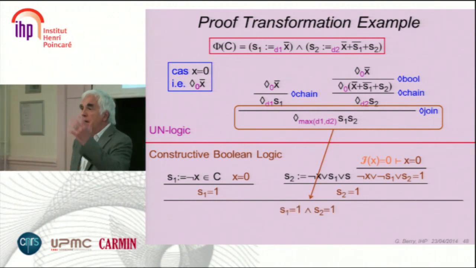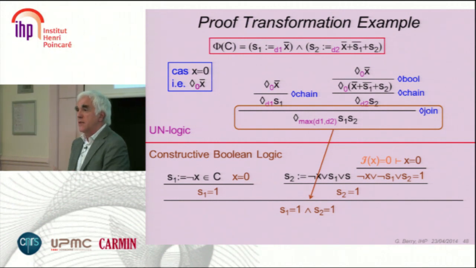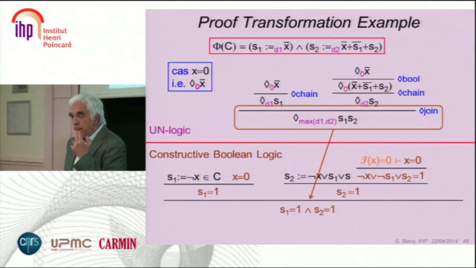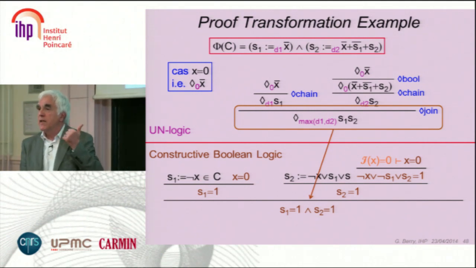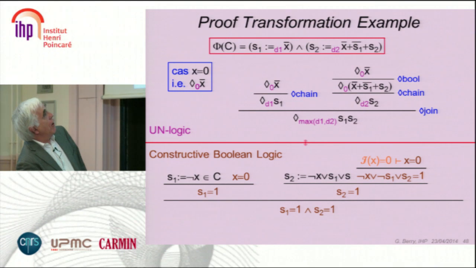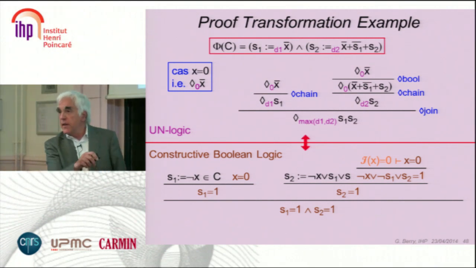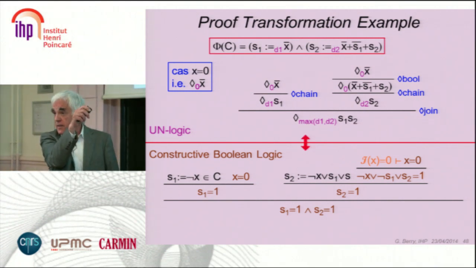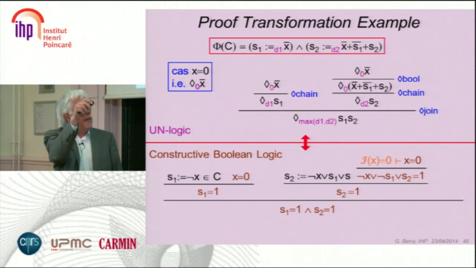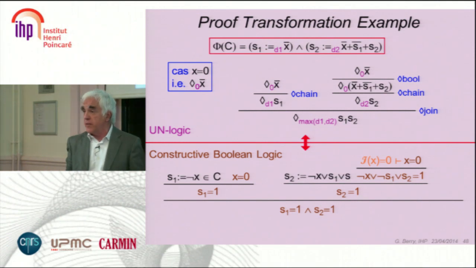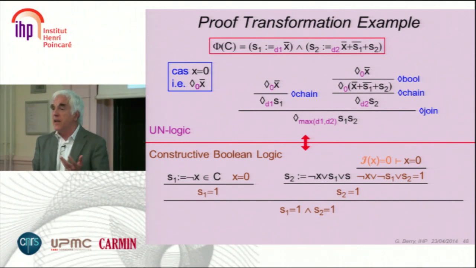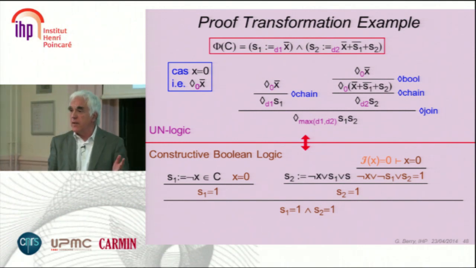So it is simply copying the proof, forgetting the delays, and changing a little bit the syntax. Trivial. But the point is that it is reversible. That is, if you have a constructive Boolean logic proof, it's trivial to put back the delays in it. And you can see very easily that the two proof systems are indeed completely isomorphic. There are no more proofs in delays than without delays, and conversely.